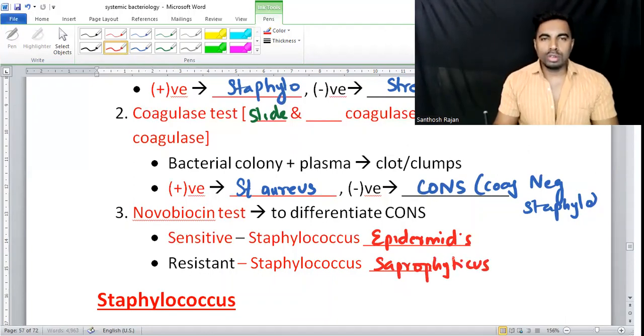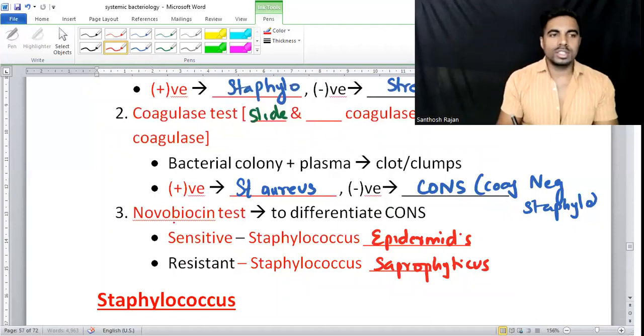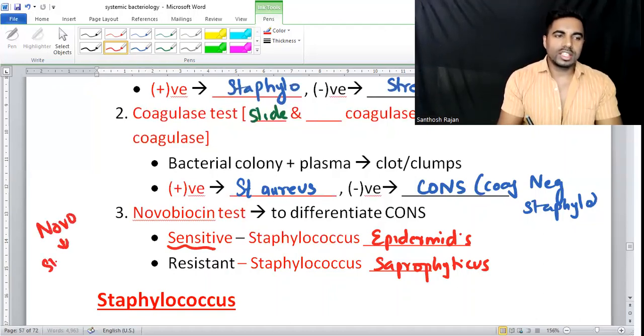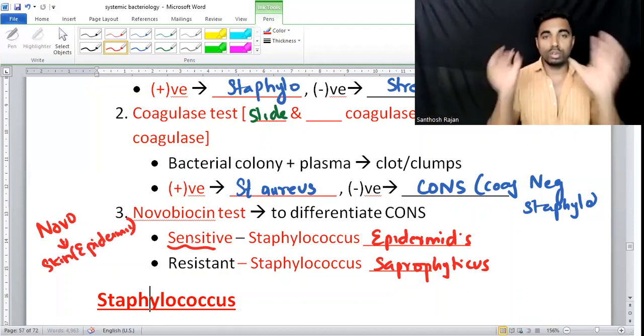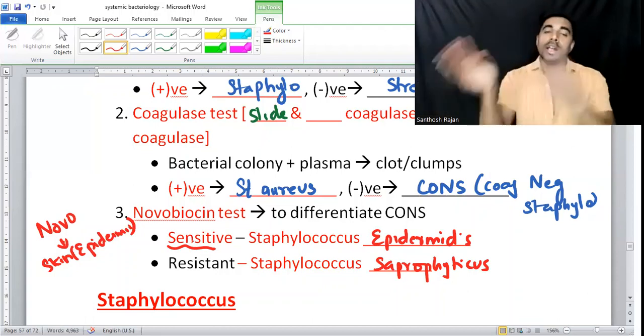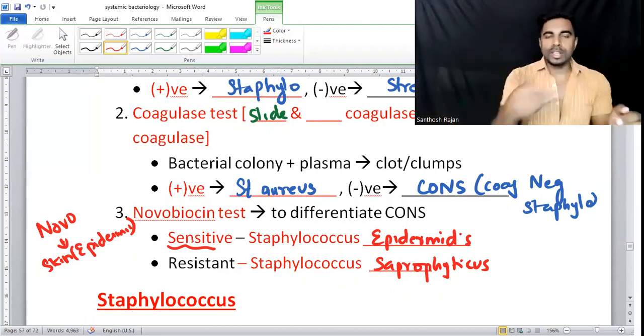Saprophyticus. How to differentiate? There is one test called the novobiocin disc test. Novobiocin is a drug, and it's a disc. You put the disc, and if it comes sensitive, that is epidermidis. So, how to remember? Mr. Novo has a skin infection, so that means epidermidis. Novobiocin sensitive is epidermidis. If resistant, it will be saprophyticus. That's the way you're going to remember.